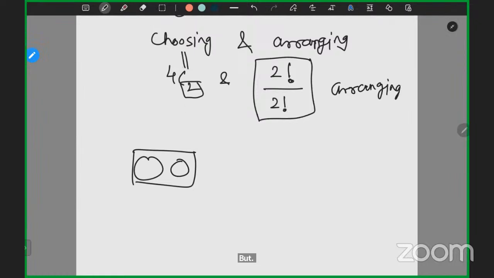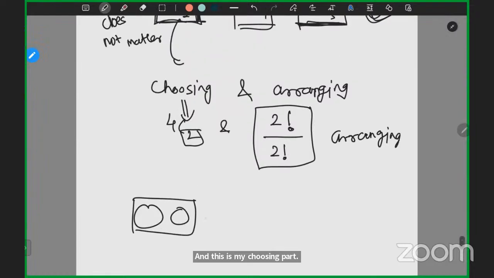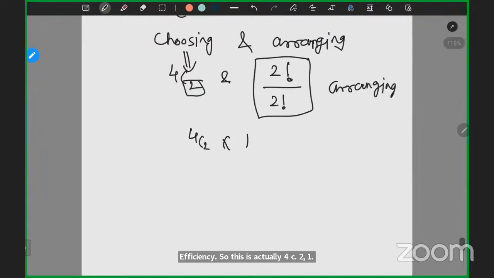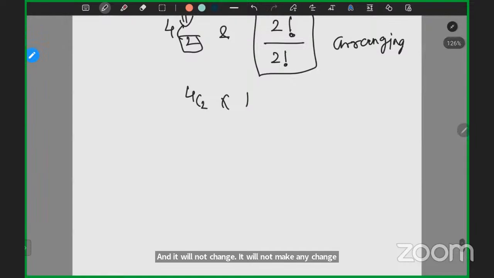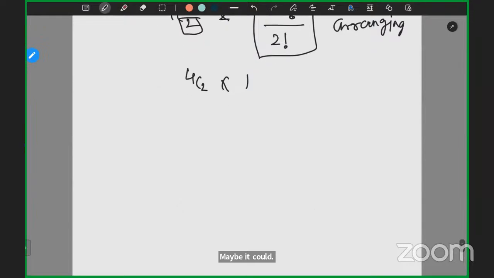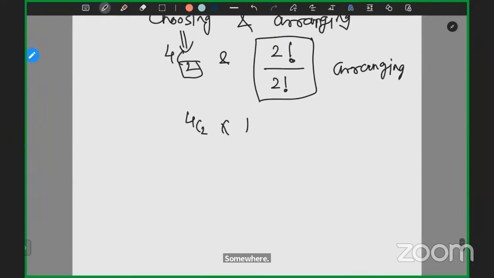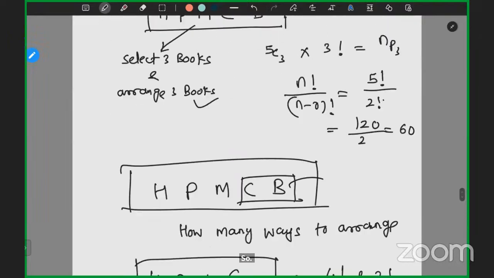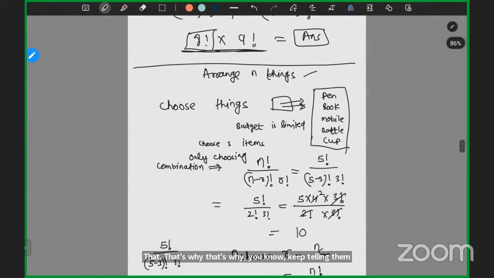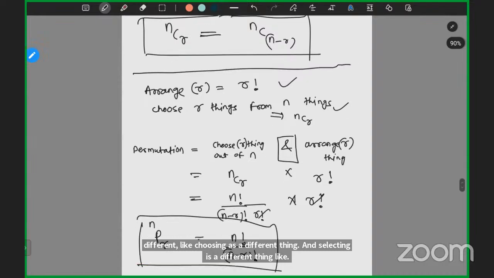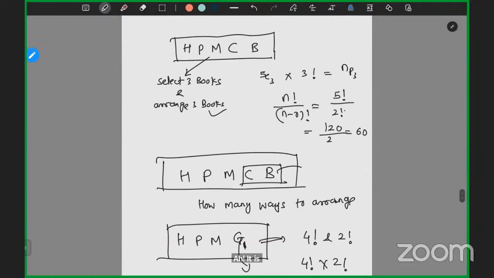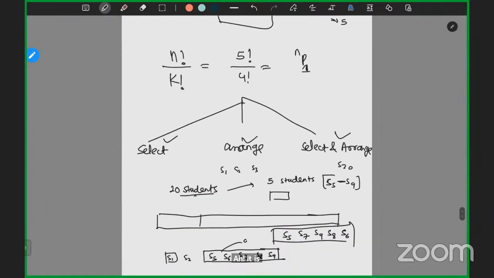So this is actually 4C2 into 1. It will not make any change here, but maybe it could somewhere. Not in this case. So that's why I keep them different. Choosing is a different thing and selecting is a different thing. This is choose, this is arrange, and in arranging we saw this when we have not distinct things. Then what you can do.